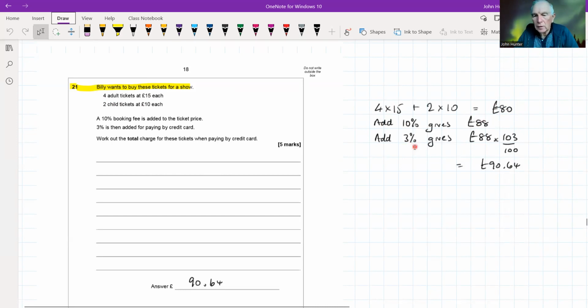Now, how are we going to do this? Well, I've looked at this and gone, if we're adding 3%, then our multiplier is going from 100% to 103%. So our multiplier is 1.03, or 103 over 100 if we like. So then we would have to work this out. So 3% of this is going to be £2.64. You probably just need to multiply that out yourself, and that's going to give you an answer of £90.64.